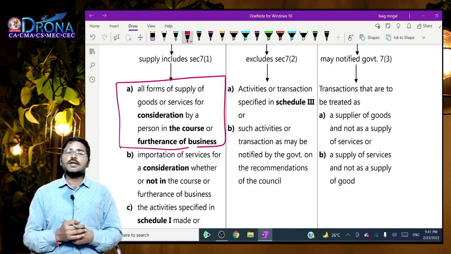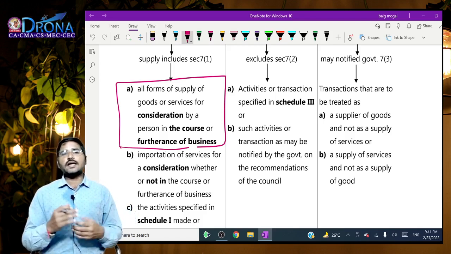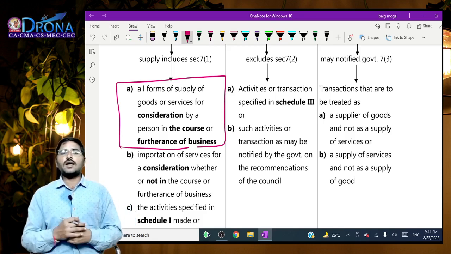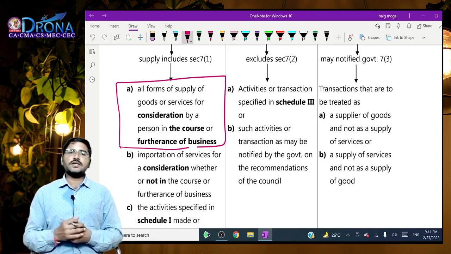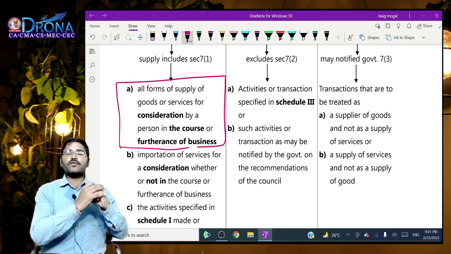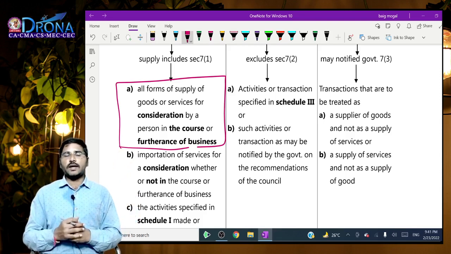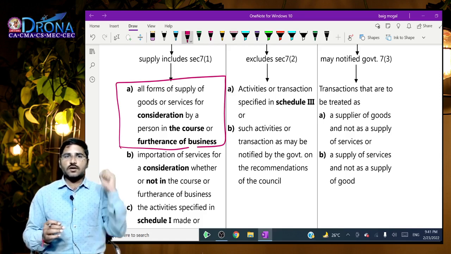And the fourth one, supply should be made by a taxable person. Taxable person means the person who is liable to obtain registration or voluntarily obtains the registration. Such a person is called a taxable person. And next, taxable supply means the supply of the good or service which is liable to tax under the GST Act. It is known as taxable supply. Now, on satisfying all these 5 conditions, a transaction will become a supply as per section 7 subsection 1 clause A.